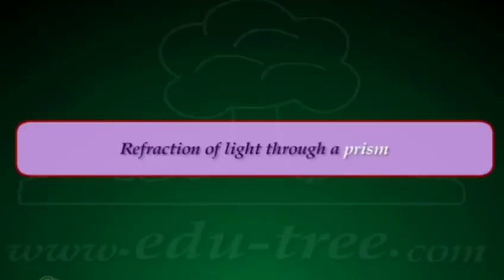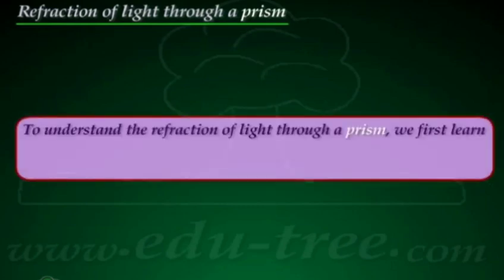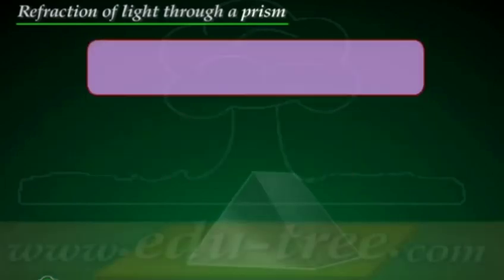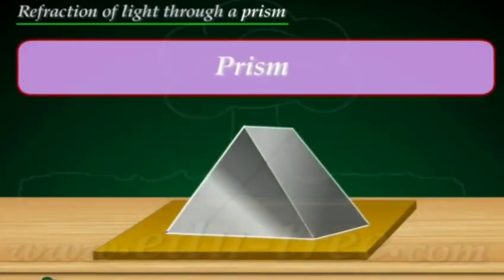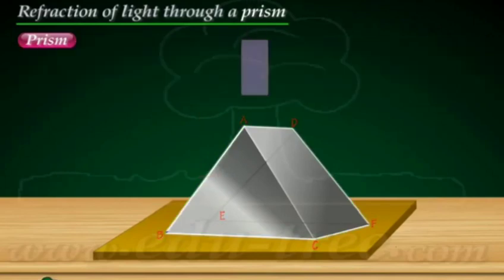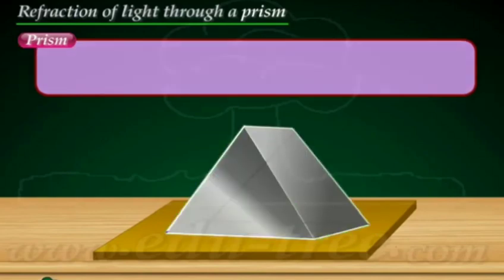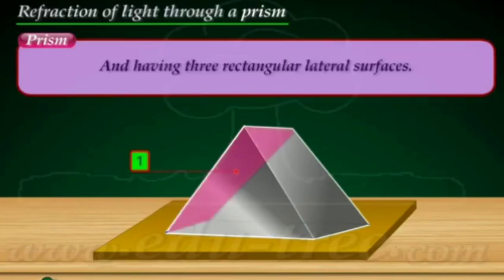Refraction of light through a prism. To understand the refraction of light through a prism, we first learn what is a prism. Prism. A prism is a piece of glass. A prism is having two triangle bases and having three rectangular lateral surfaces.